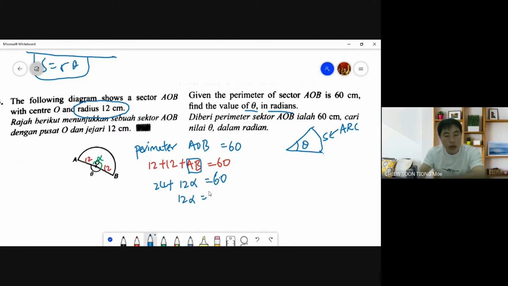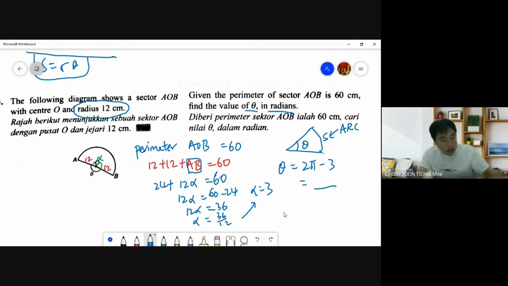So 60 minus 24, we get 36. Okay, so alpha we get is 36 divided by 12. Then the answer, alpha equals to 3. Once you get alpha, we use theta equals to 2 pi minus 3. You get the answer.